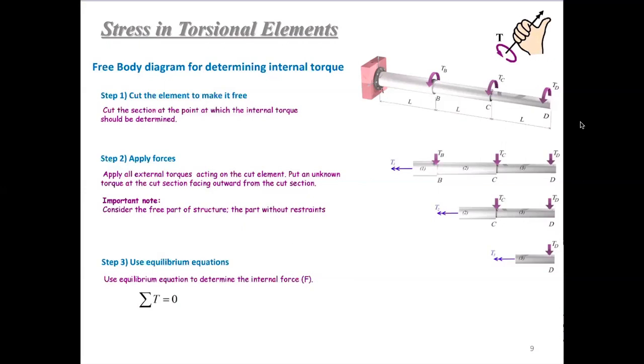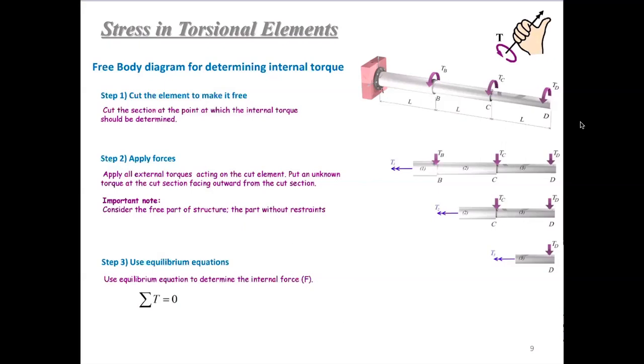Step one, cut the element to make it free. You should pick the point where you're determining the internal torque, so cut it there to make it free, then add the internal torque outward. Again, just add it outward. Then apply forces and use equilibrium equations to solve for the internal torque. So let's look at this example. We're determining the internal torques between AB, between BC, and between CD.